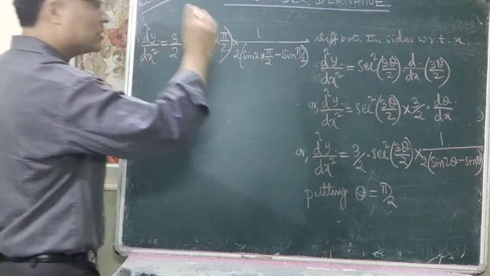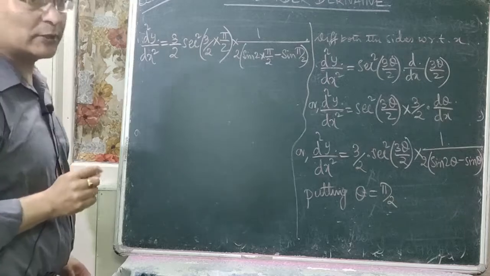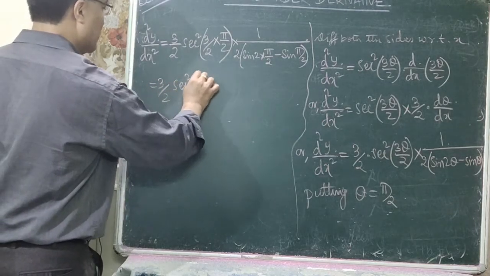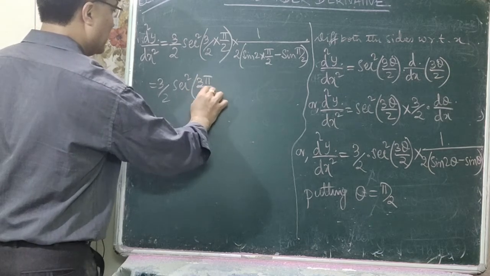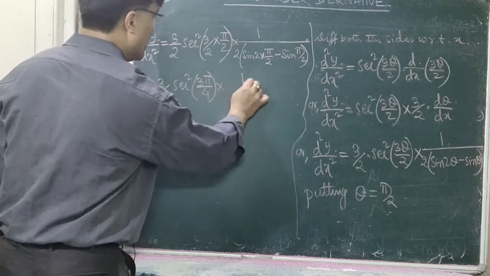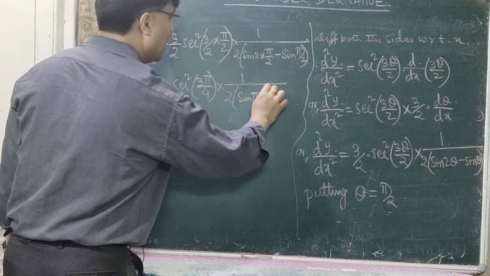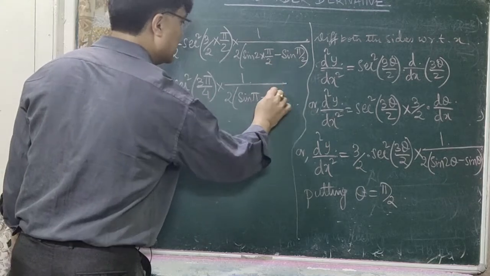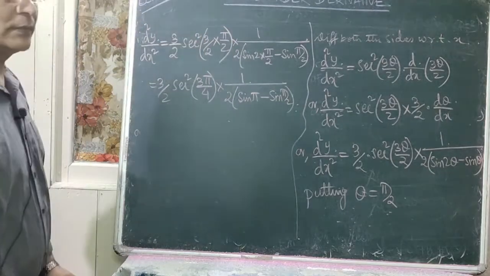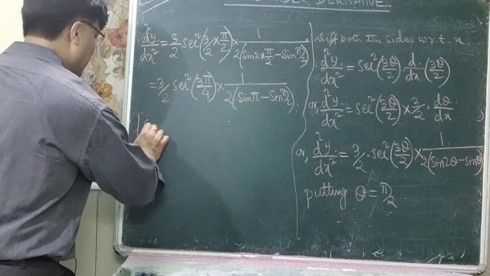So I think you have understood it. Okay. So now let us put the value now, which is equal to 3 by 2. This is your sec square 3 pi by 4 into 1 upon 2 into this is your sine pi minus this is your sine 90, that is sine pi by 2. Is that clear to all of you? So now let us get the value for sec 3 pi by 4.